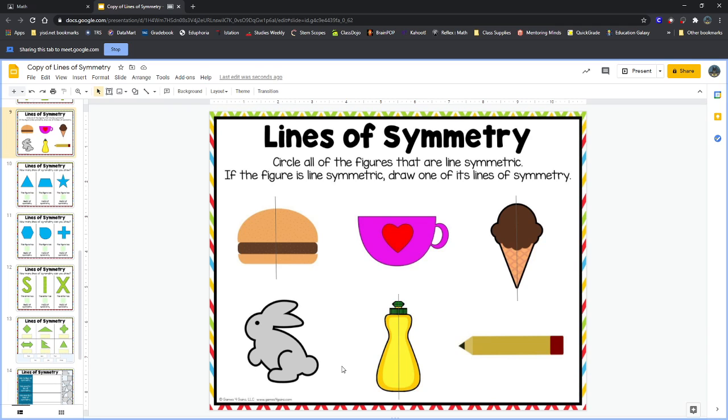My pencil does have a line of symmetry. It's got one. Who can tell me, where is my one line of symmetry on the pencil? This was another one of those tricky ones. Christopher, where's the line of symmetry at?